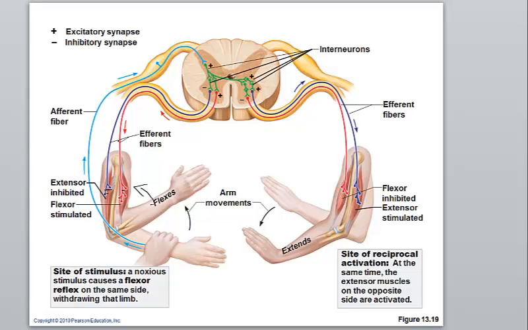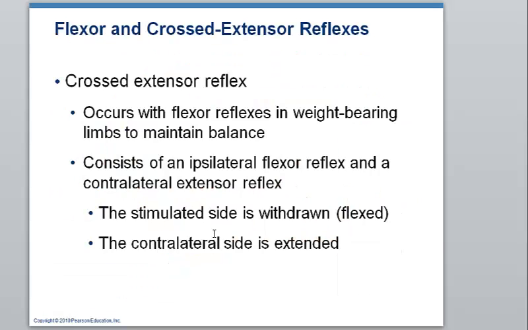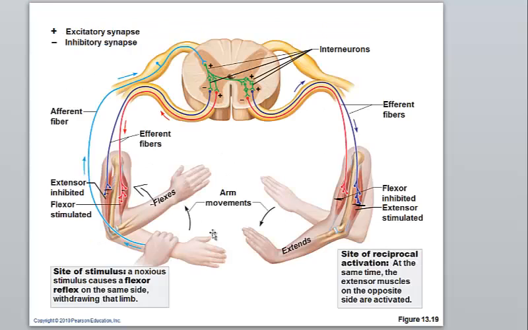Now, crossed extensor means there's another interneuron apart from these two that goes to the other side of the body and causes the opposite effect on that limb. So in this case, the flexor is inhibited and the extensor is stimulated, causing you to extend the other arm. So if one person is pulling one arm forcefully, you automatically extend the other arm. Hence, flexor crossed extensor reflex. The contralateral side is extended while the stimulated side is withdrawn.